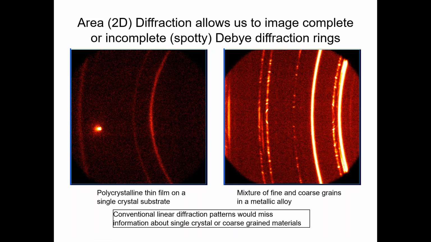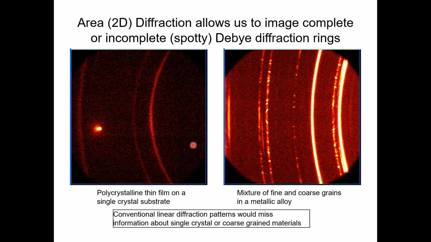Along with that, we also have area diffraction. Area diffraction allows us to image a complete or incomplete Debye diffraction ring. Here you can see examples of two materials. The first is a polycrystalline thin film on a single crystal substrate, and this one is a mixture of fine and coarse grains in a metallic alloy. This is a good example of area diffraction, which allows us to image complete or incomplete Debye diffraction rings.